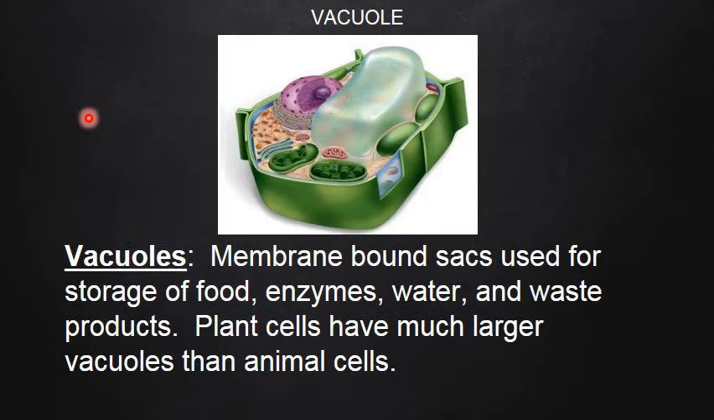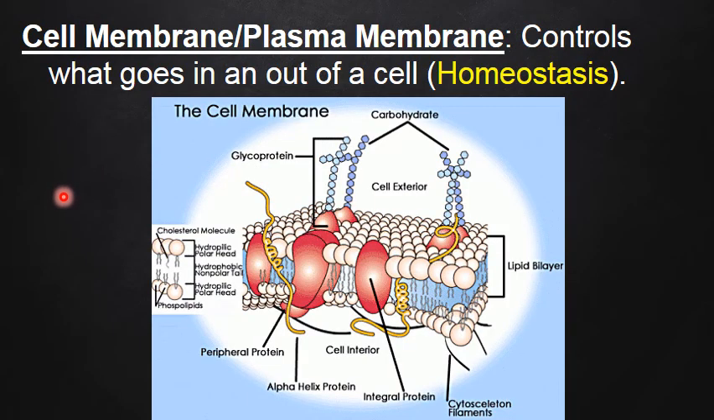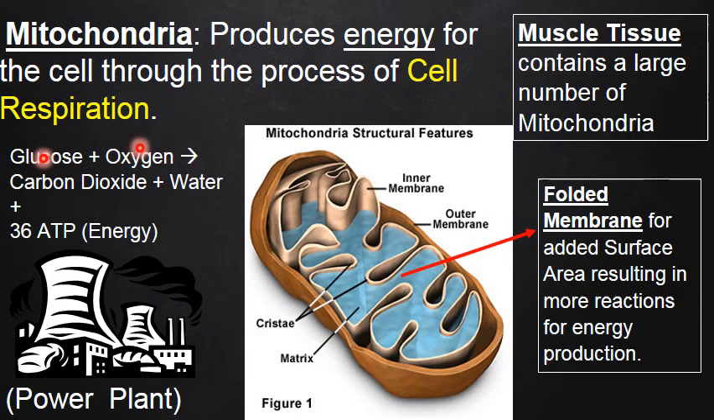Vacuoles. Vacuoles are membrane-bound sacs used for the cell membrane, also called the plasma membrane. Mighty mitochondria is the power plant of the cell.